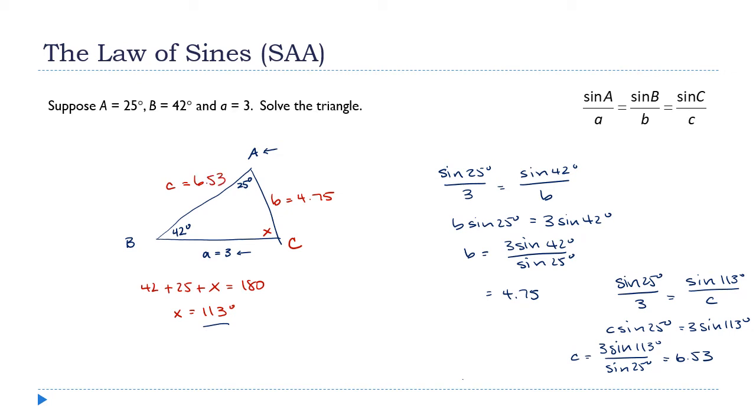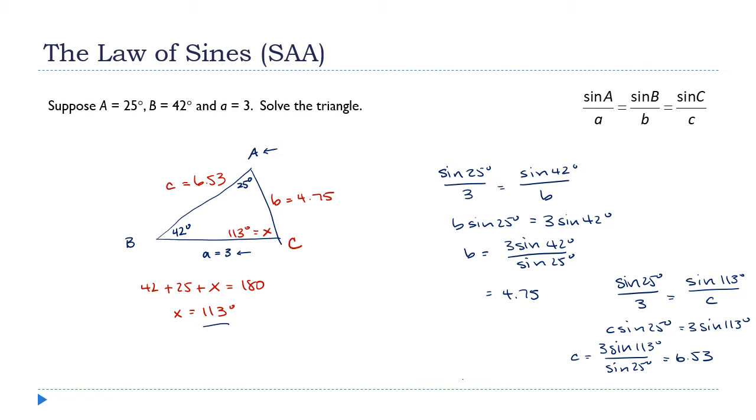Okay, let me put my 113 degrees in here. Now, there's a quick little check we can do. It's not perfect, right? It's just kind of a little reality check. Remember, there's a geometry theorem that says the biggest side has to be opposite the biggest angle, and the smallest side has to be opposite the smallest angle. So we can check that.